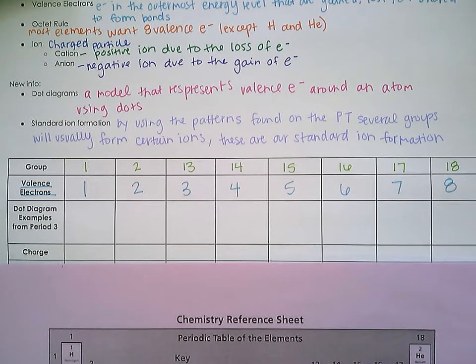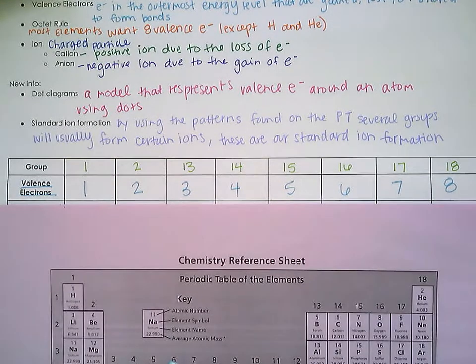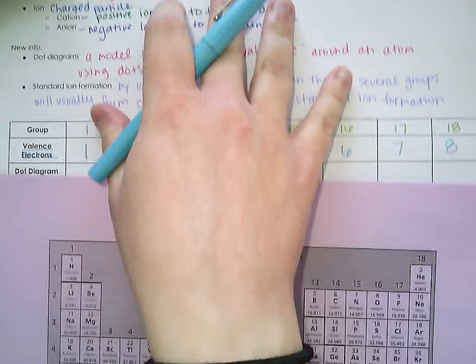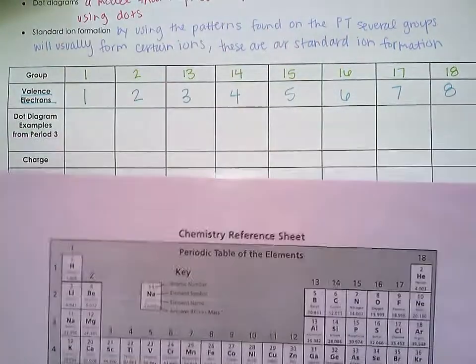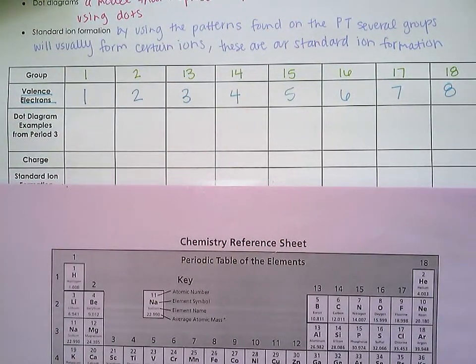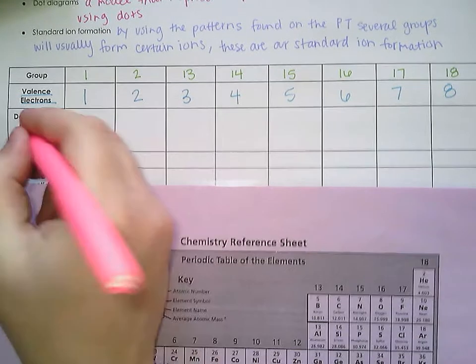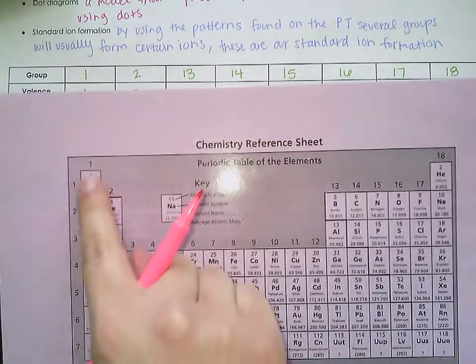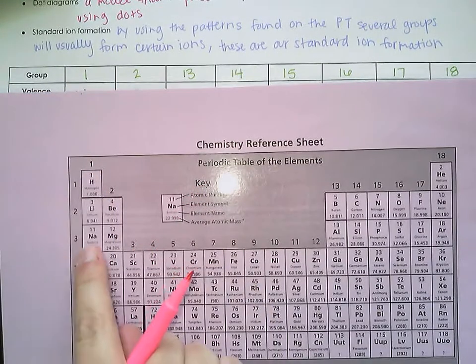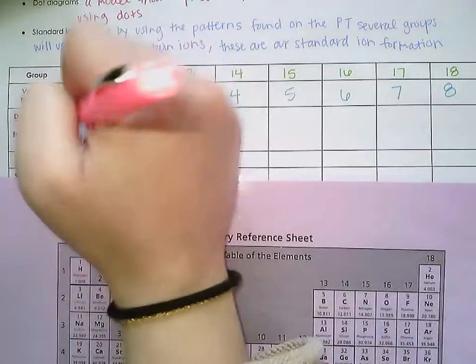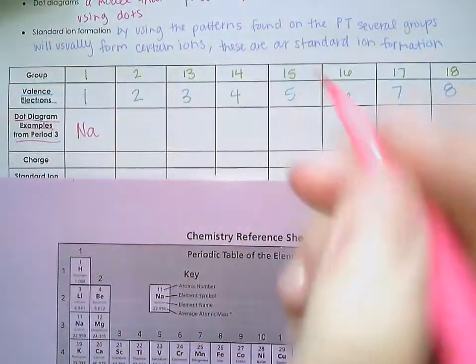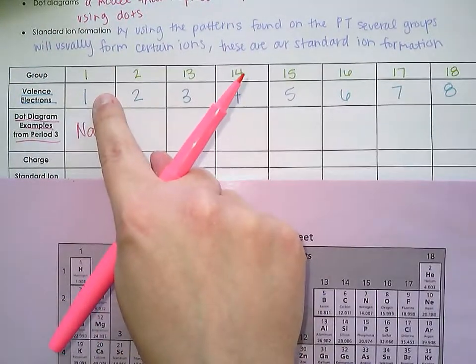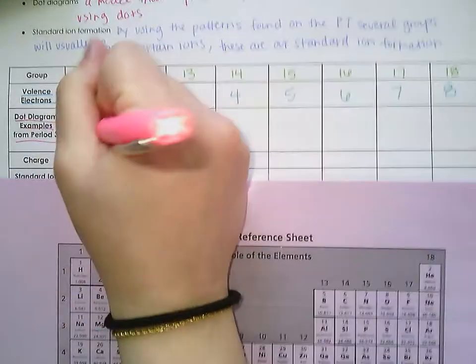Now, let's say I wanted to draw dot diagrams of these. So I said period 3. So period 3 is right here where sodium starts. So when I'm drawing a dot diagram, first thing I need to do is write my element symbol. So if I'm looking at period 3, group 1, that's sodium. We already decided that it had one valence electron, so I only need to put one dot.